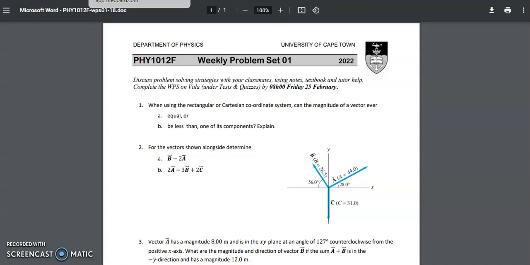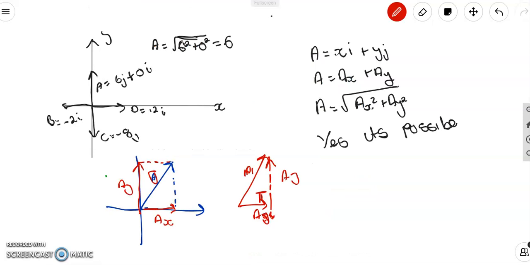Even for a vector like these ones along the axis, A equals 6j plus 0i, or 0i plus 6j, that's the normal convention, there's no way that the magnitude can be less than a component, 6 or 0. The magnitude is 6. 6 is equal to 6, and it's bigger than 0. There is no way that the magnitude of a vector can be less than one of its components.